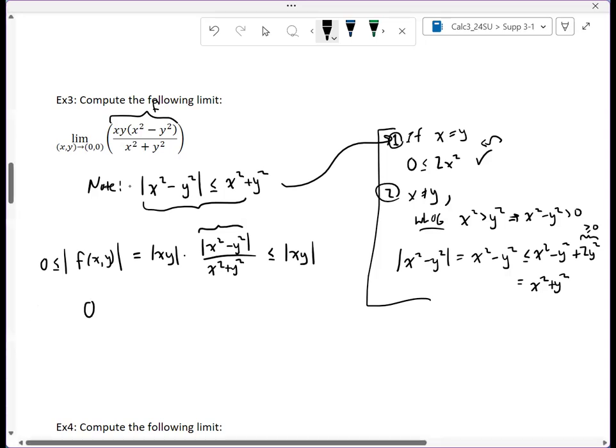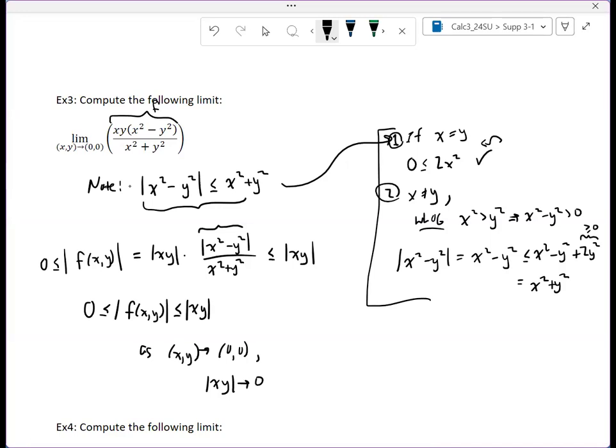So I have that 0 is less than or equal to absolute value of f of xy is less than or equal to absolute value of x times y. But I note that as xy goes to 0, 0, absolute xy goes to 0. It has to, right? x is getting closer to 0, and also y is getting closer to 0. Their product in absolute values has to get closer to 0.